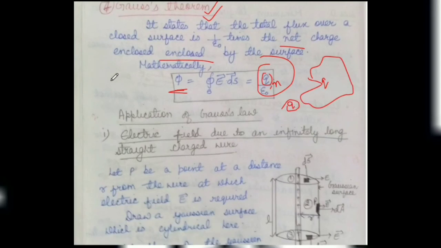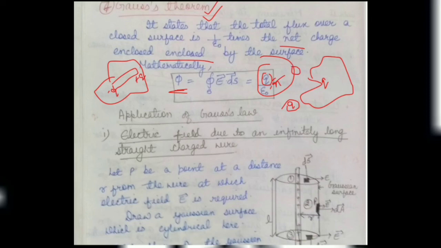Okay, suppose there is a closed surface and inside that closed surface a dipole is placed. So what is the flux now due to this dipole enclosed inside the closed surface? Net charge is how much? Q inside is plus Q minus Q, 0. So net flux is also 0.